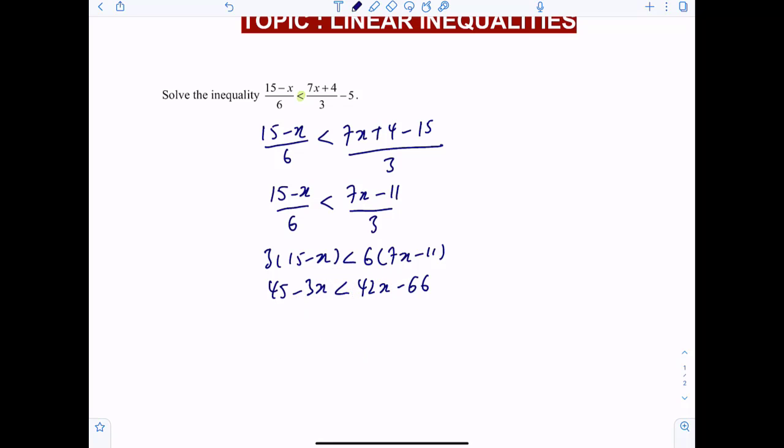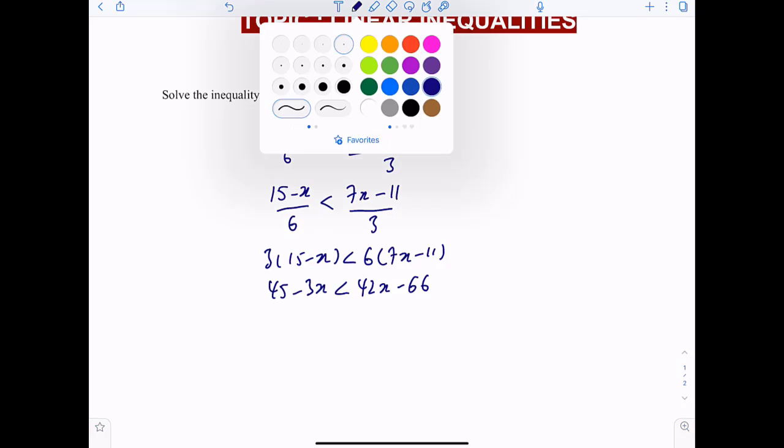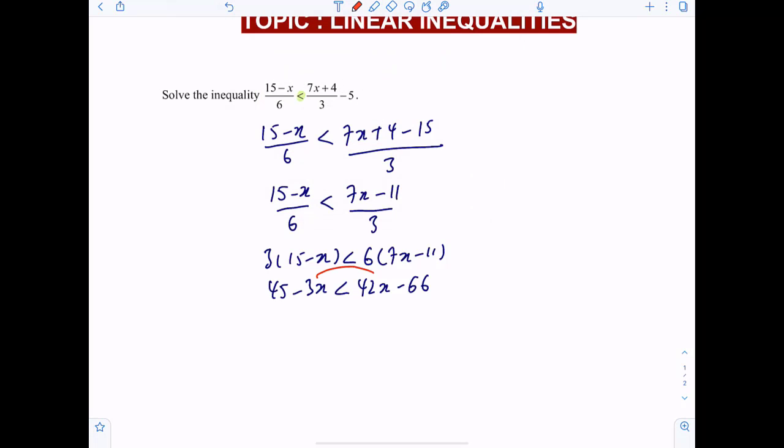Okay, so this guy right here, let me use the red color. Negative 3x goes over, negative 66 goes to the left. 45 plus 66 is less than 42x plus 3x. 45 plus 66, what is that? Let's see. 111 is less than 45x.